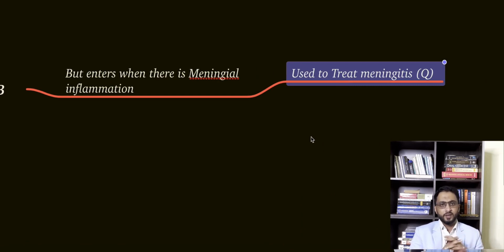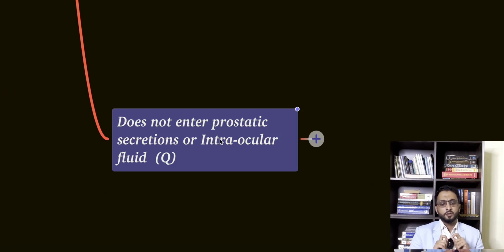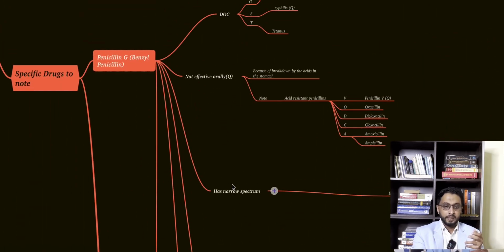So a question: which of the following is true about penicillin G? It can be used to treat meningitis, yes. Is it acid resistant? No, it's acid sensitive. It's narrow spectrum and used to treat meningitis. Another question asked: does it enter the prostatic secretions or intraocular fluid? No, it does not enter the prostate or prostatic secretions or the intraocular fluid. So eye infections cannot be treated. That was a true statement. Please note this was the question asked on penicillin G.